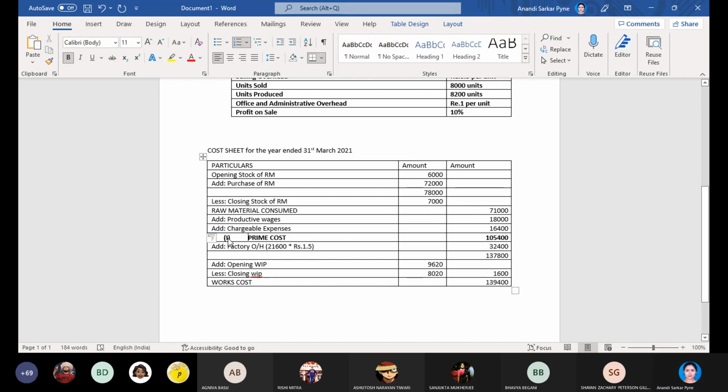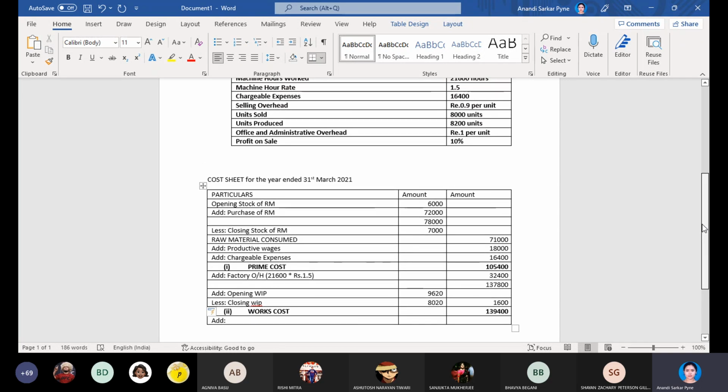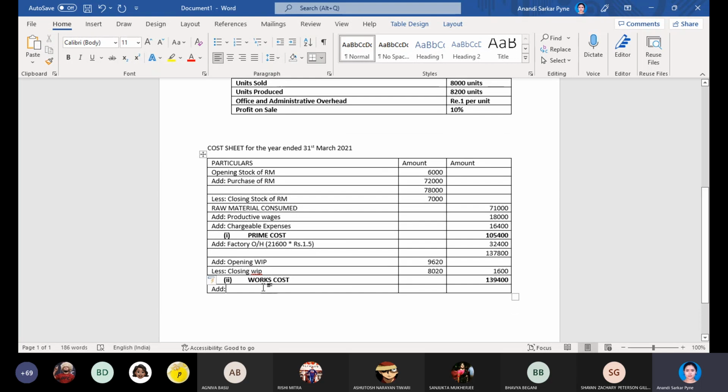Number 2 has been marked as works cost, which is 1,39,400. So after works cost, we have office and administration. Which will be number 2? Works cost. Okay, ma'am. So mark it number 2. Next is office and administrative overhead.